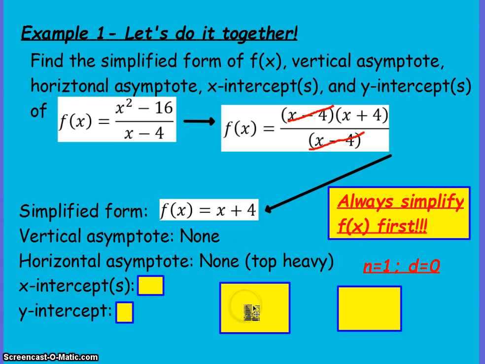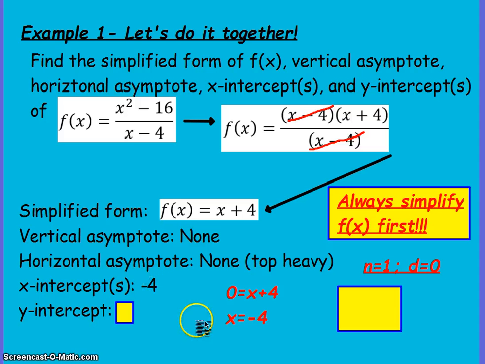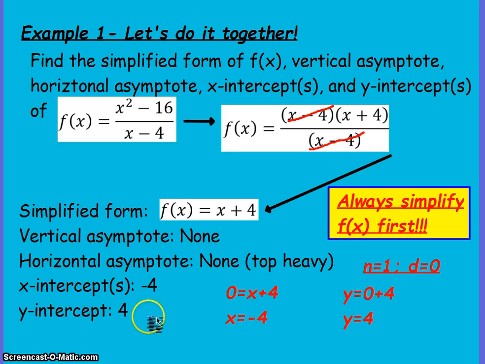Okay, x-intercepts. To find the x-intercepts, I set y equal to 0 and then solve for x. If I set y equal to 0 and solve for x, I get x equals negative 4. So my x-intercept is negative 4. My y-intercept, I set x equal to 0 and solve for y. And I know f of x can be rewritten as y. So y equals 0 plus 4. I have a y-intercept at 4. This should be a review.